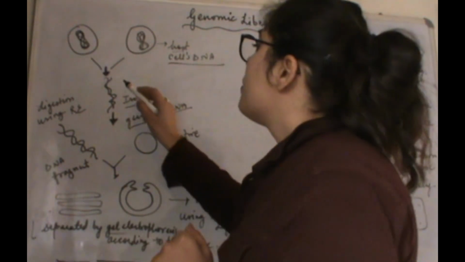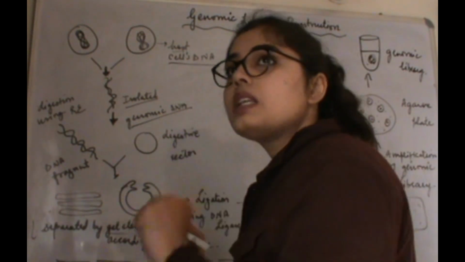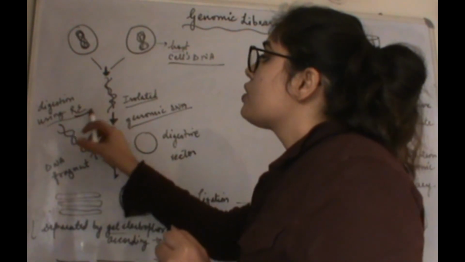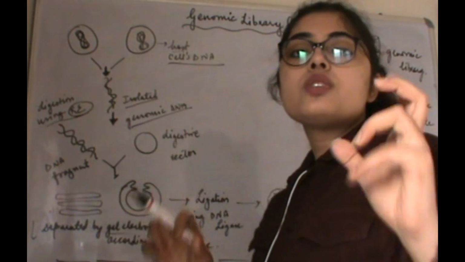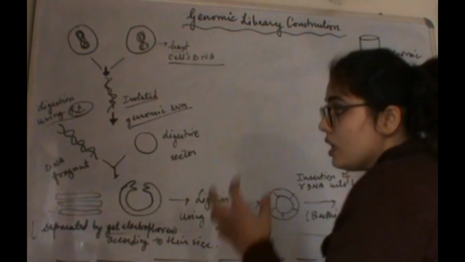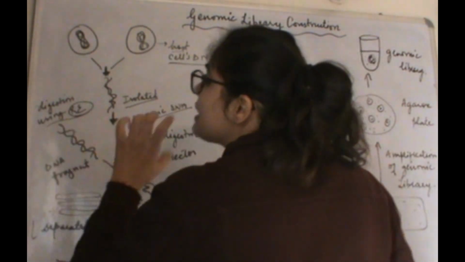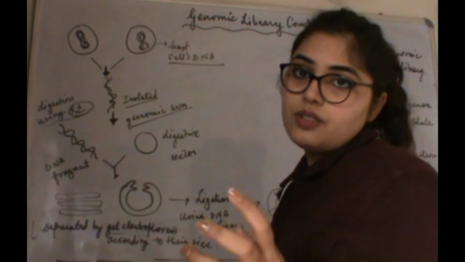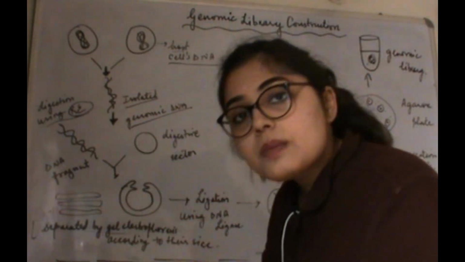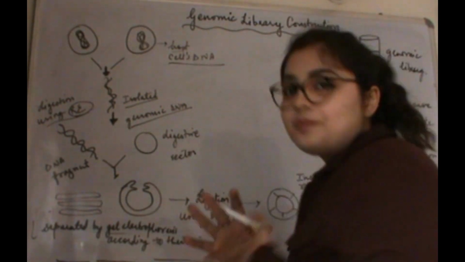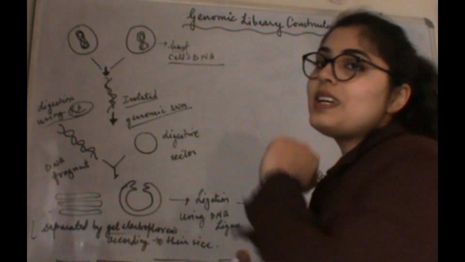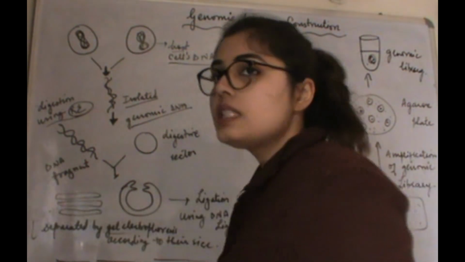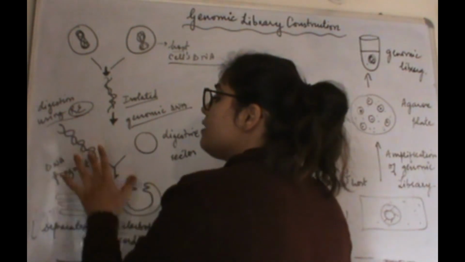So now we are taking the genomic DNA. This genomic DNA is taken and digested using restriction endonuclease. Restriction endonuclease helps in cutting the DNA, or cutting the digestive vector, from a particular site, which helps in the process of further constructing the genomic library. Now this isolated genomic DNA is broken down into many fragments.